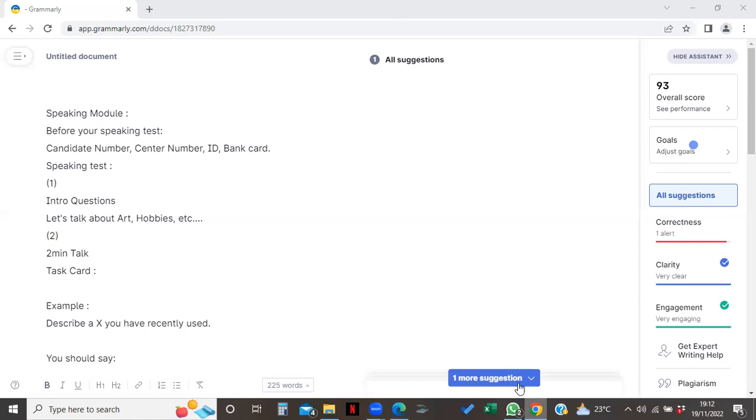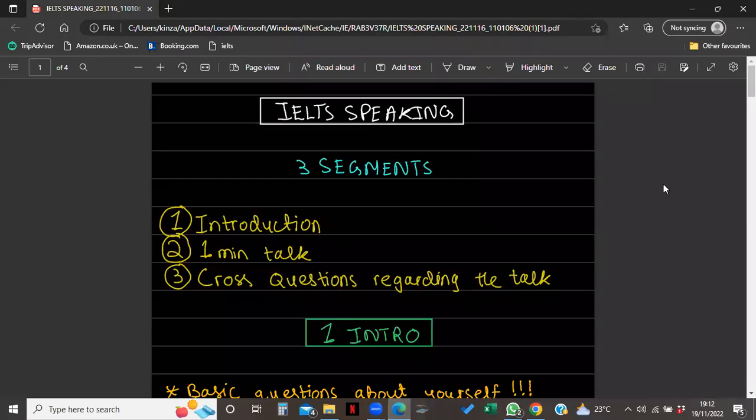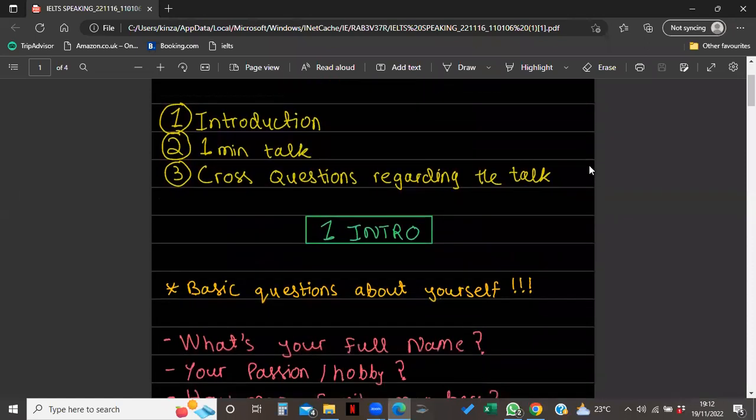Let's start. Now in the speaking test, when I talk about the speaking test, there are three main modules in one go, right? In one speaking test. First is the introduction. It is so the examiner can understand you and get a little bit of information about you. The second thing is where you get a topic, you talk for 1 minute, and the third is you get cross questions about the topic you discussed in part two. Okay, we'll be going into much more detail, so let's start.